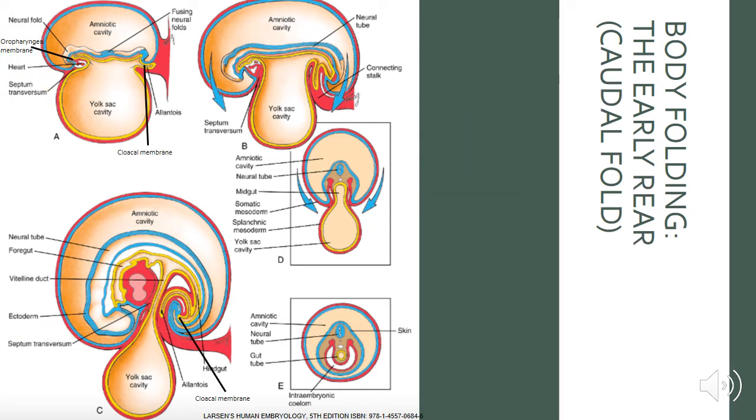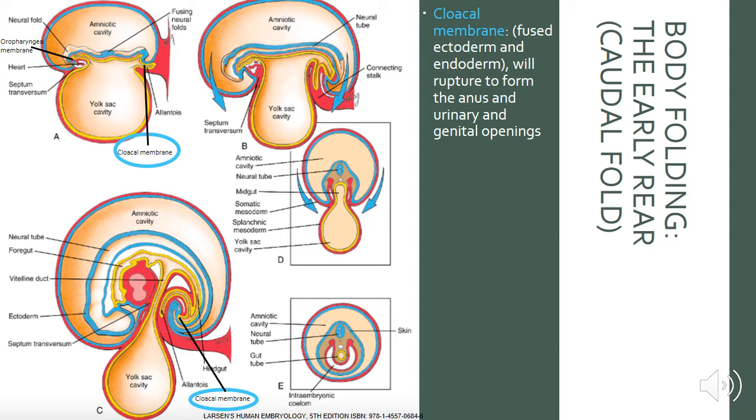Next up, we have the caudal fold, or the rear. In this case, we're going to form a cloacal membrane, similar to the oropharyngeal membrane in that it comes from fused endoderm and ectoderm. It will also rupture, but it will form multiple openings: the anal opening and the urogenital openings.